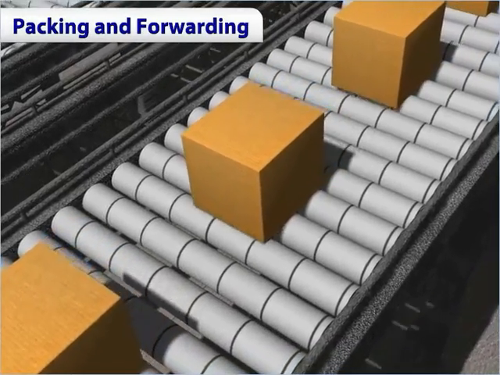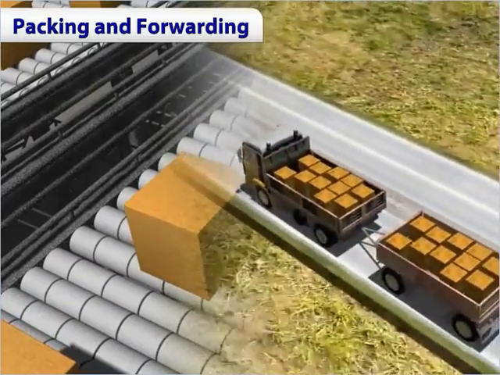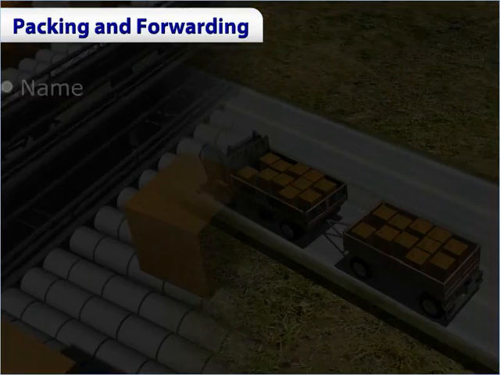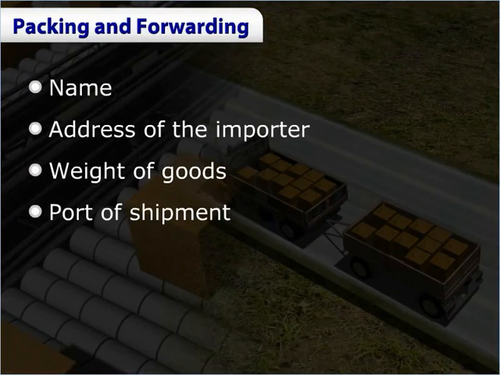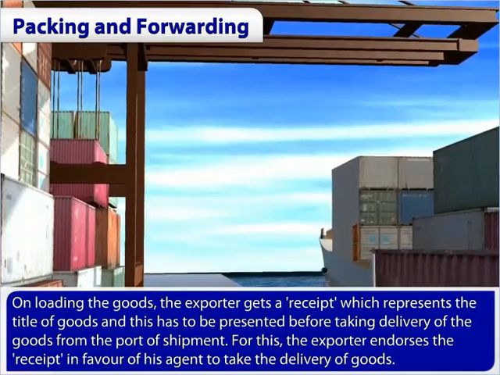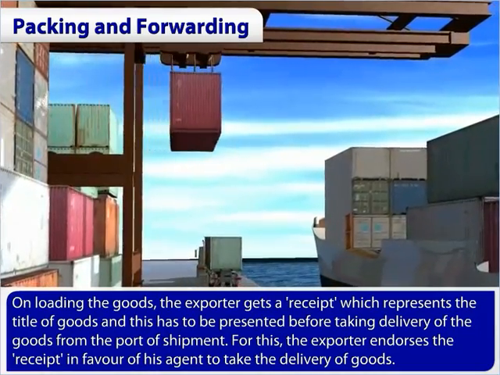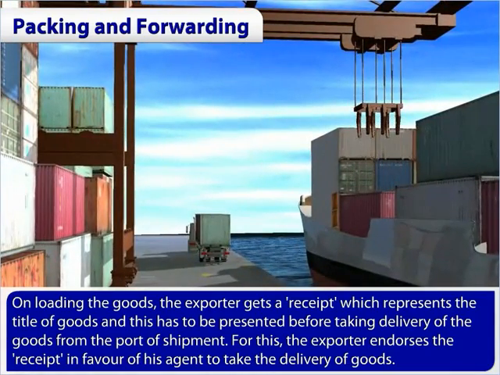Packing and forwarding. Goods are then properly packed and transported to the port with necessary details about the name and address of the importer, weight of goods, port of shipment, country of origin, etc. on them. On loading the goods, the exporter gets a receipt which represents the title of goods, and this has to be presented before taking delivery of the goods from the port of shipment. For this, the exporter endorses the receipt in favor of his agent to take the delivery of goods.